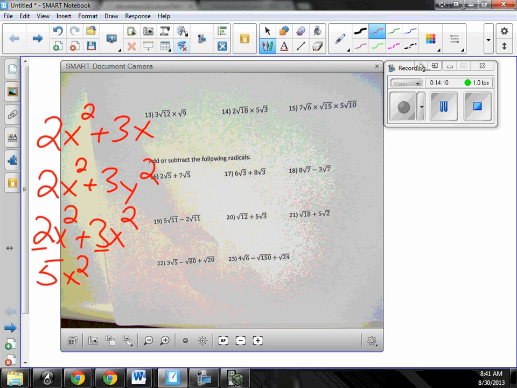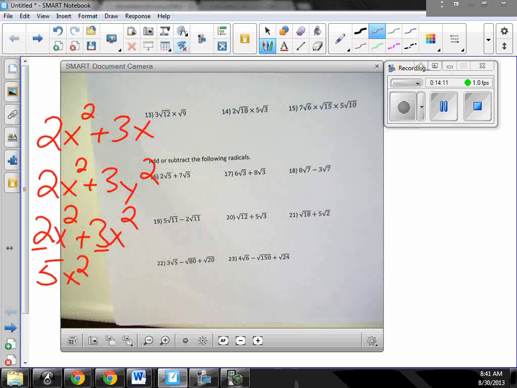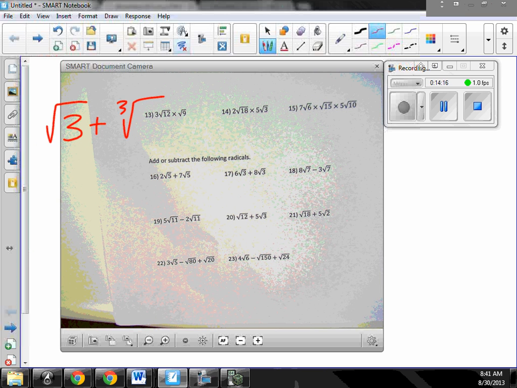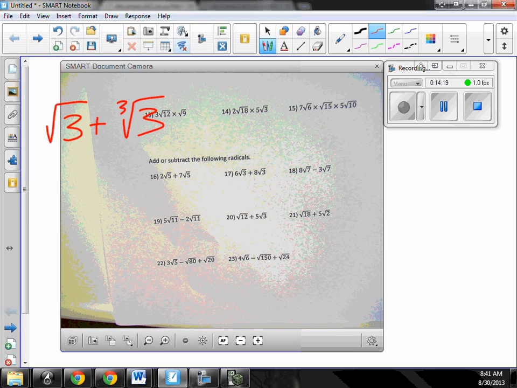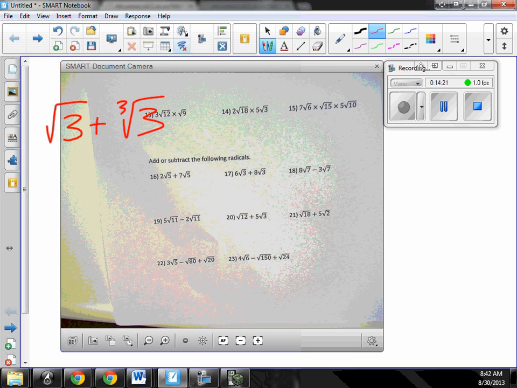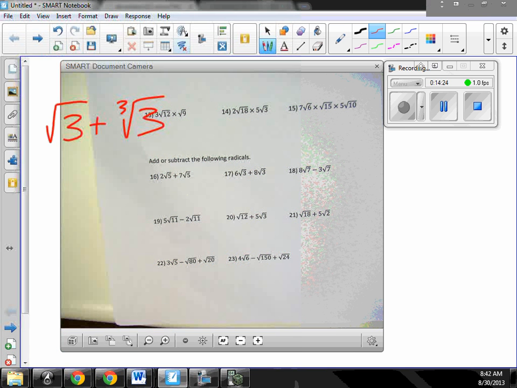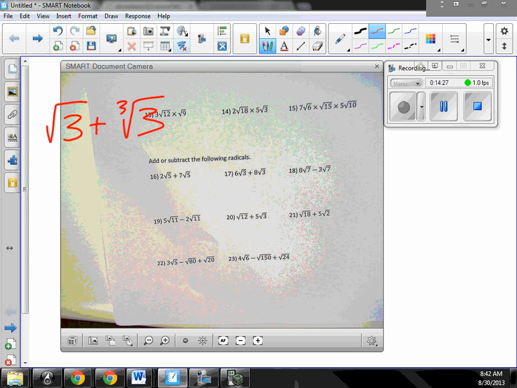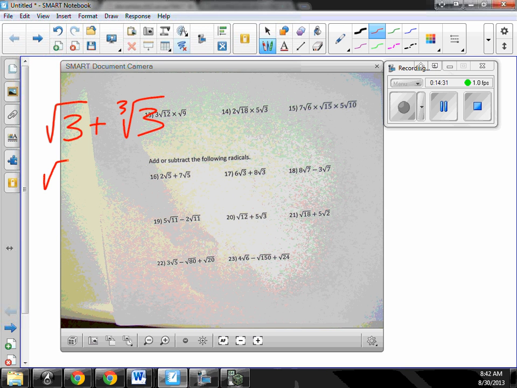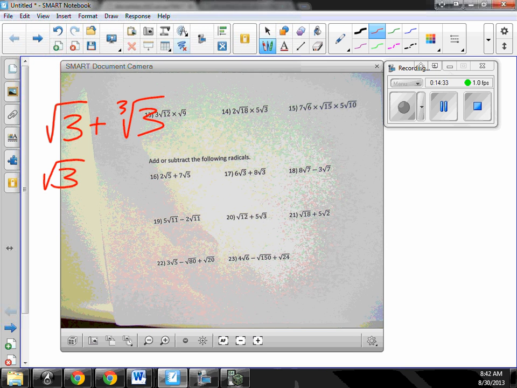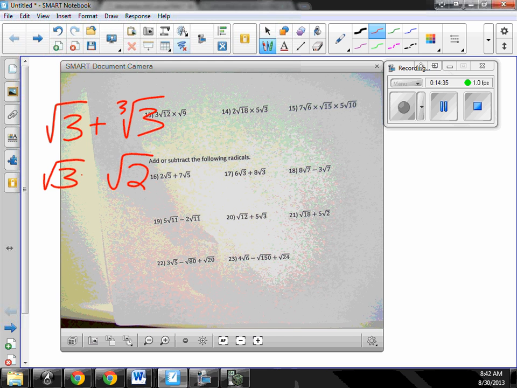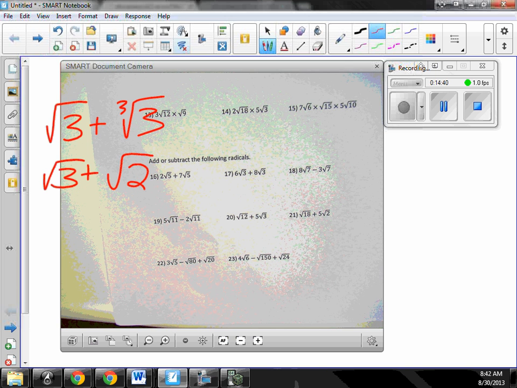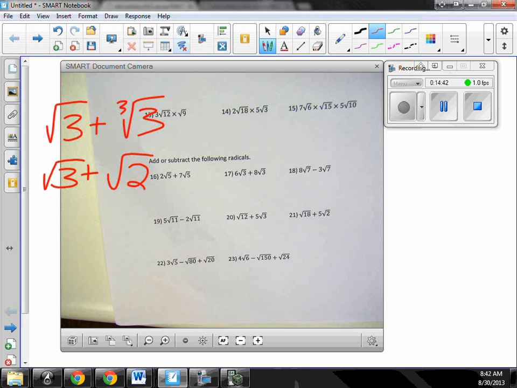So in order to add square roots, if I had the square root of 3 plus the third root of 3, that won't work. Even though they're both 3's, they have different exponents. And the exponents and the base have to be the same. Likewise, if I had the square root of 3 and the square root of 2, those have the same exponents, but they do not have the same bases, so you cannot add them together.